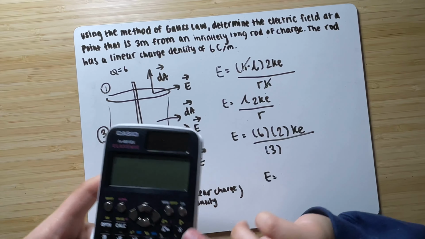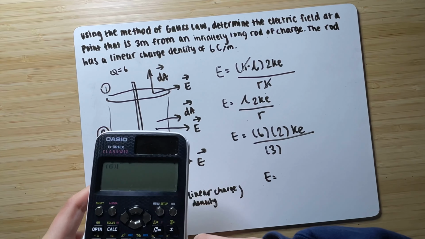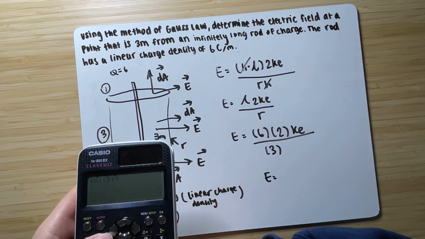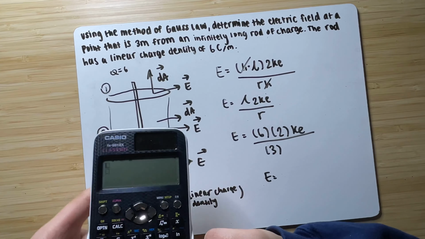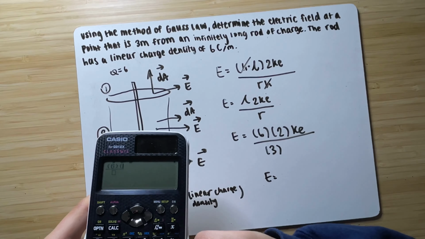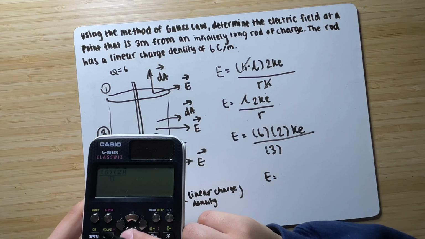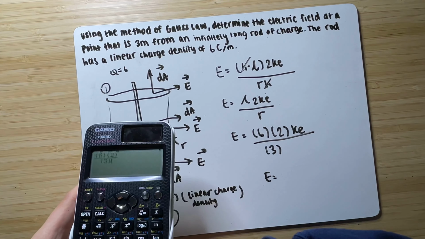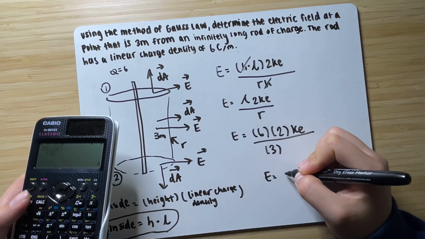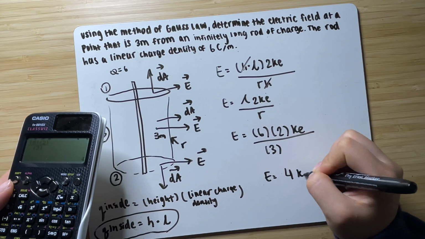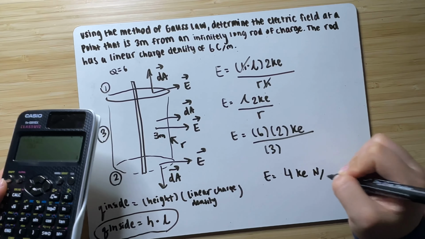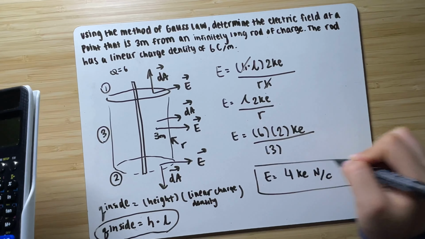But just to be sure, we do 6 times 2 over 3. Okay, we get 4. So E is equal to 4 ke, and our unit is going to be newtons per coulomb. So this is our answer.